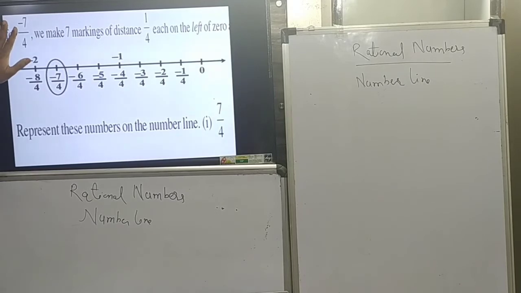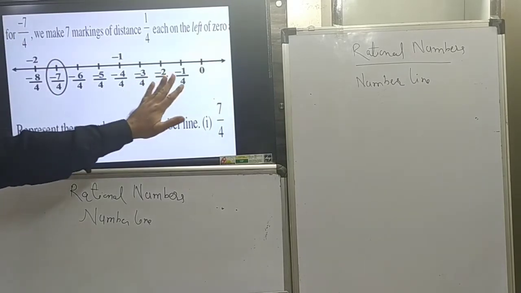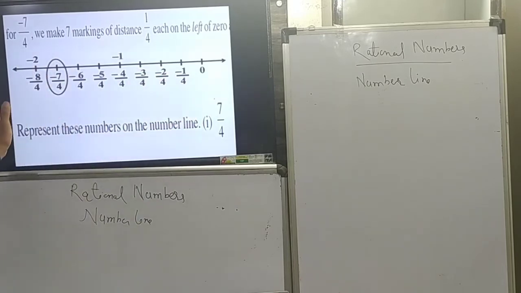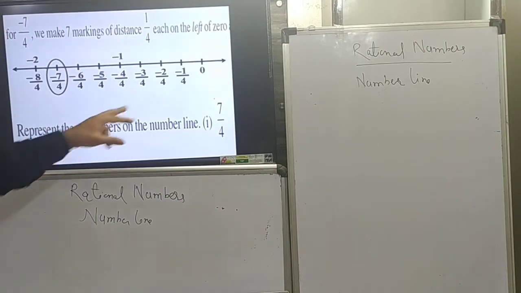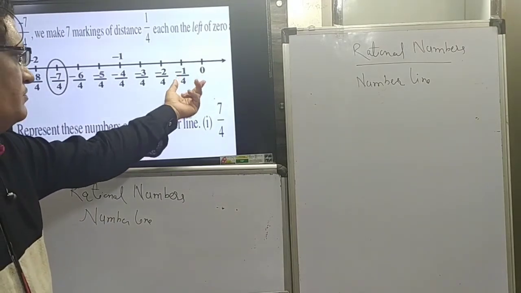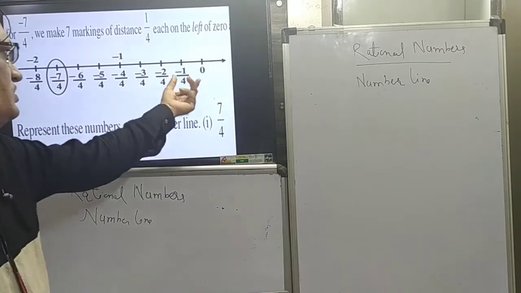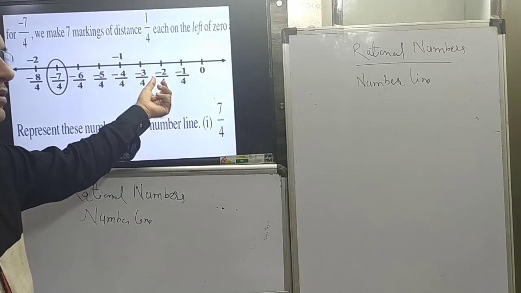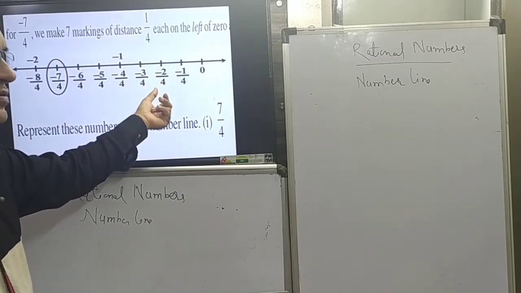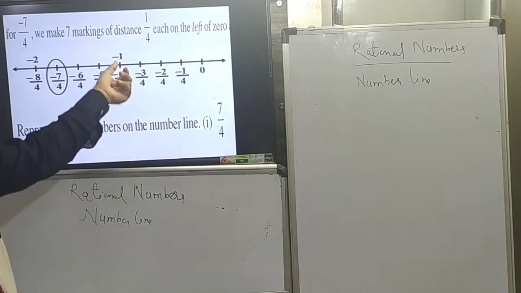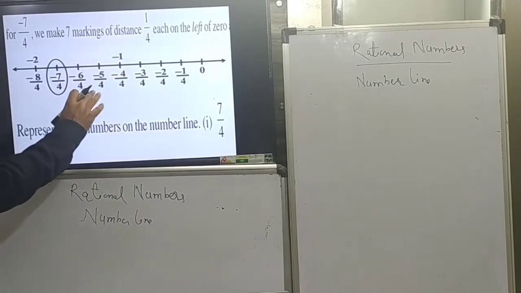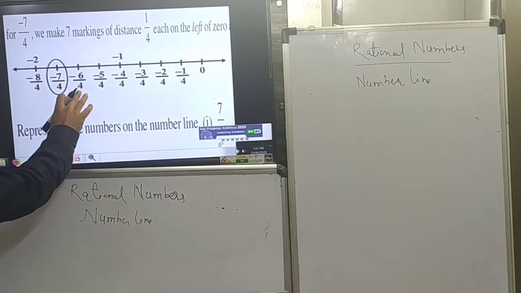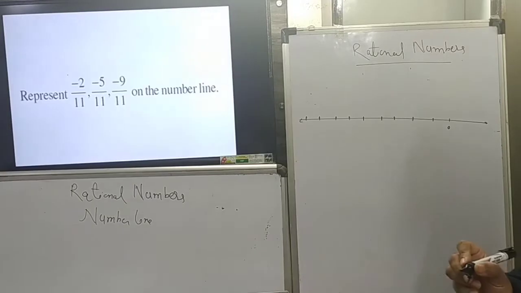Now how to represent minus 7 by 4? Minus 7 by 4 is definitely on the left hand side, because positive numbers are represented on the right hand side and negative numbers on the left hand side. Now we are making equal parts on the left hand side. This first part represents minus 1 by 4, this represents minus 2 by 4. This minus 2 by 4 means it is minus 1 by 2 also. It is minus 3 by 4, minus 4 by 4 means minus 1, minus 5 by 4, minus 6 by 4, it is also minus 3 by 2, and it is minus 7 by 4.